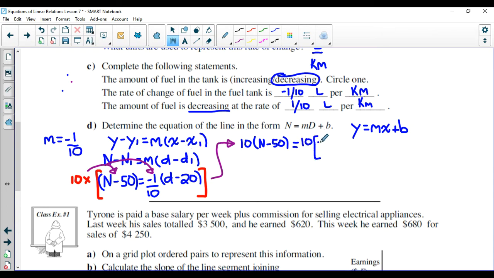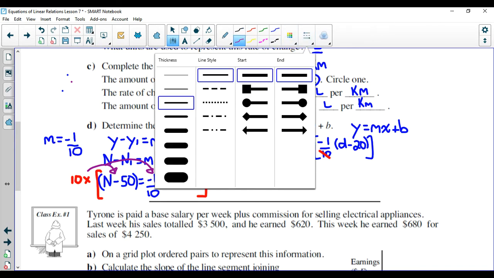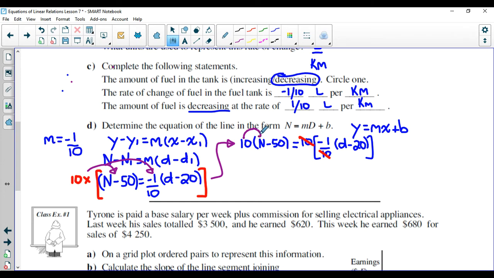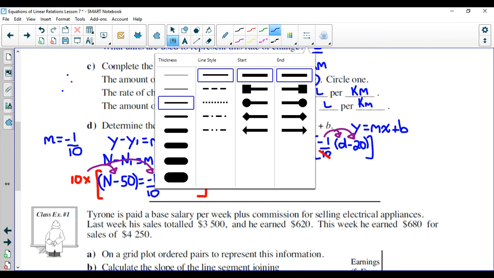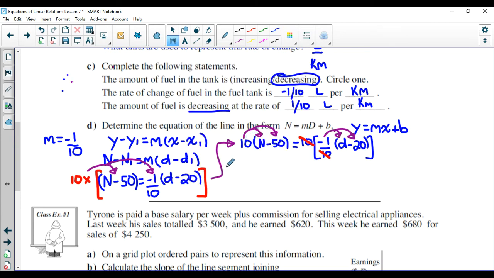And this would be equal to 10 multiplied by everything on the right-hand side of the equation, negative 1 over 10 times d minus 20. Okay, so immediately what you notice is that the 10s cancel off. And now we can just apply the distributive property as follows. The 10 is going to go to this n, and to the -50. And this -1 is going to go to the d, and to the -20.